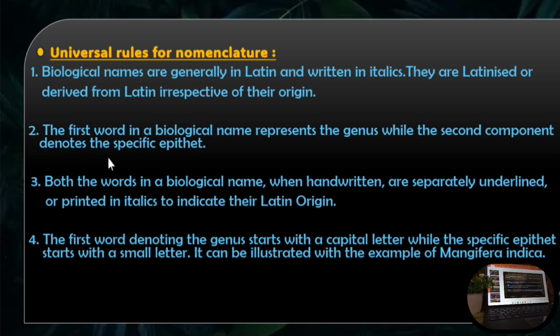And the second rule is the first word in a biological name represents the genus, as in Mangifera indica, while the second component denotes the specific epithet. And the third rule is both the words in a biological name, when handwritten, are separately underlined, or printed in italics to indicate their Latin origin. And the fourth rule is the first word denoting the genus starts with a capital letter, while the specific epithet starts with a small letter. It can be illustrated with the example of Mangifera indica.